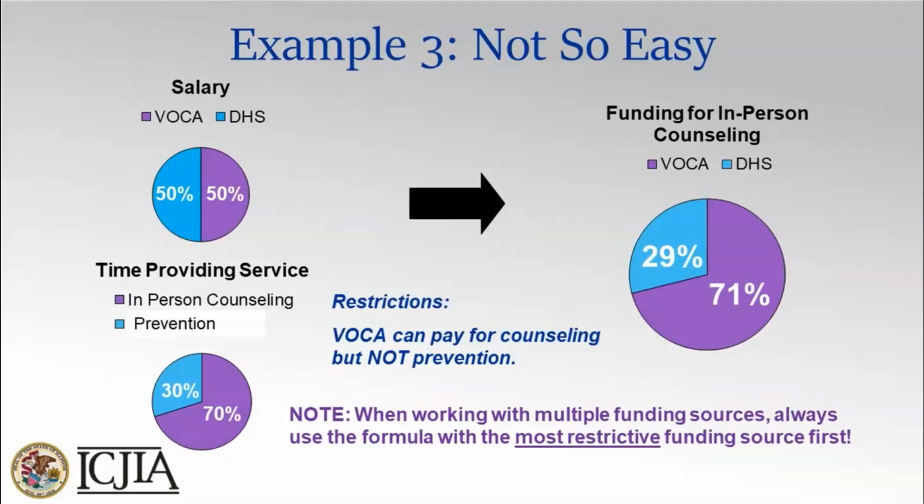Now, here is our first example where we have a restriction. We know that VOCA pays for part of this person's salary. We also know that we cannot use VOCA funds to pay for prevention work. So this is where the formula is going to come in handy. And when you do the formula, you are going to find that you're going to want VOCA to pay for 71% of this person's in-person counseling service. That may be confusing now, but when you see the formula, hopefully it'll click a little better.